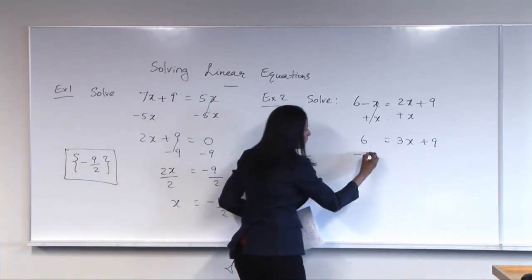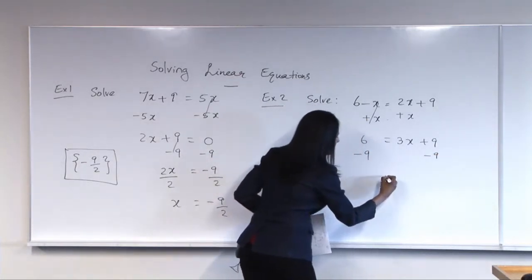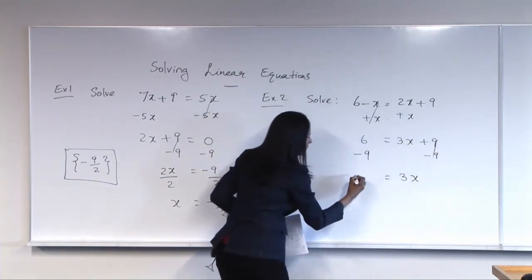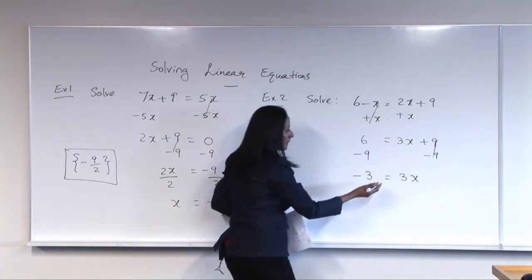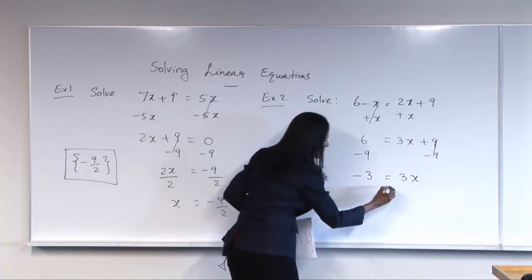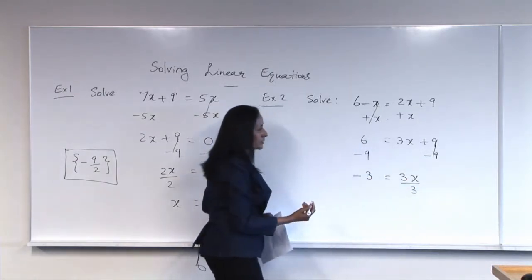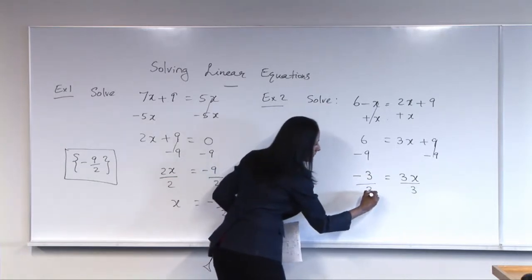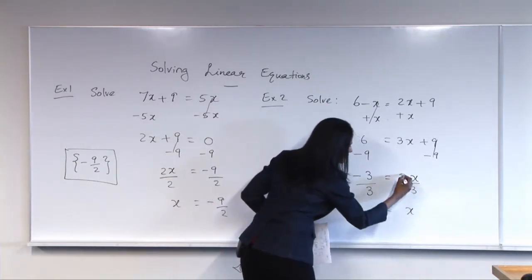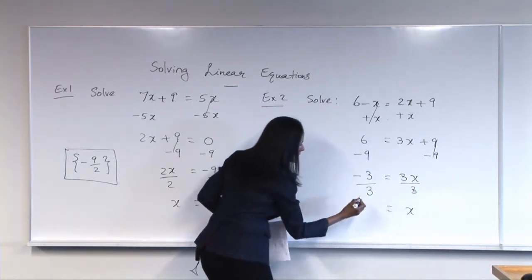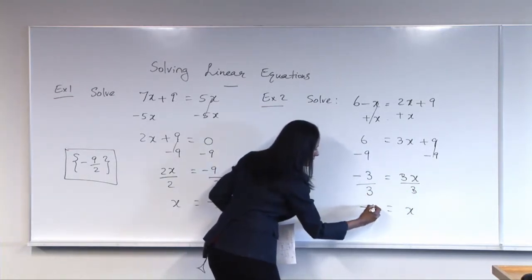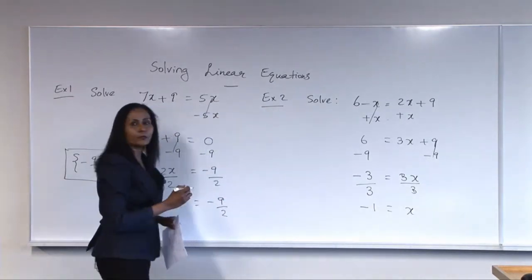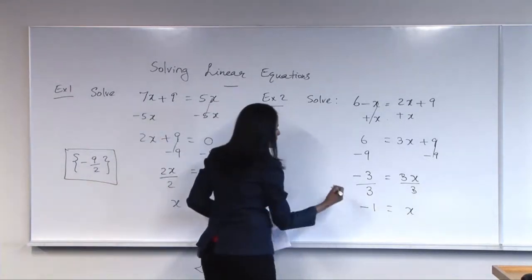So subtract 9 both sides. We get x alone on one side and the constant on the other side. So this is negative 3. So 3x is equal to negative 3. To get x alone, we have to divide both sides by 3. So x is equal to, here we have 3 over 3 is 1. So 1x is equal to negative 3 over 3 is negative 1. So the solution for this problem is negative 1. So x is equal to negative 1 is the answer.